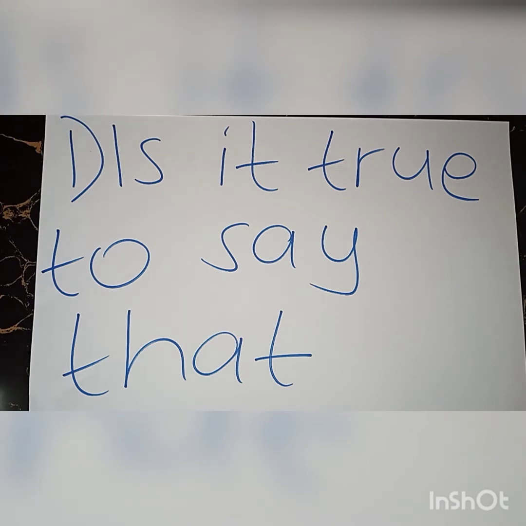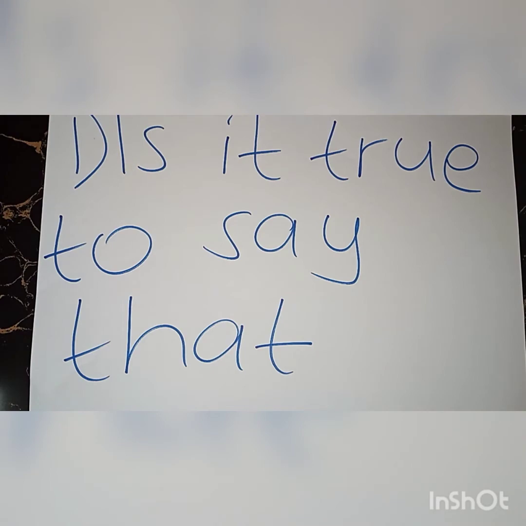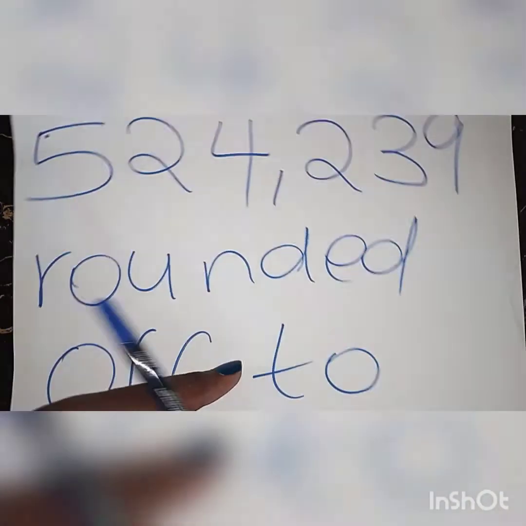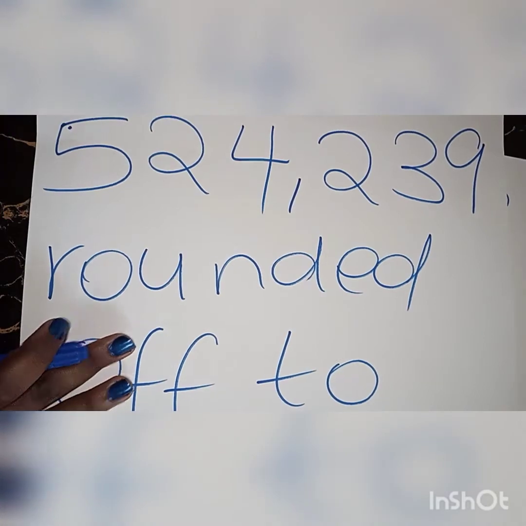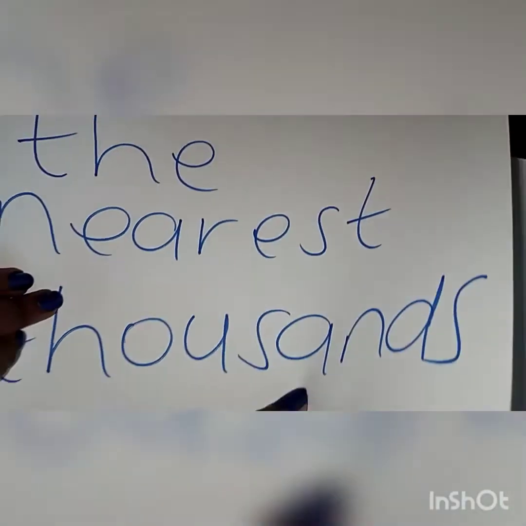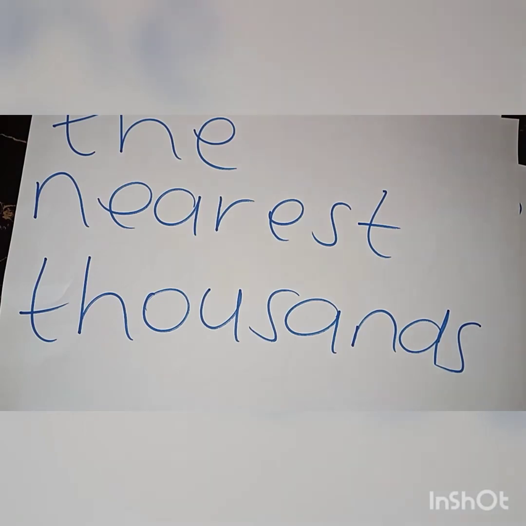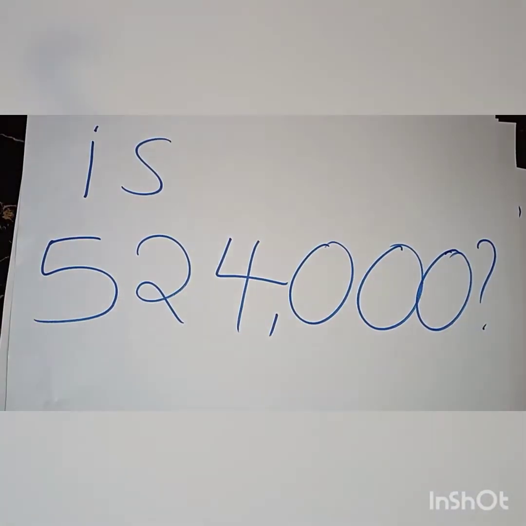So in our last lesson, when we were talking about rounding off whole numbers, I left you with a question for practice. If you don't know what I'm talking about, I'll leave the link in the description box below so that we are all on the same page, okay? What was the question? Is it true to say that this number rounded off to the nearest thousands is this number here? That was the question, right? So let's find out.